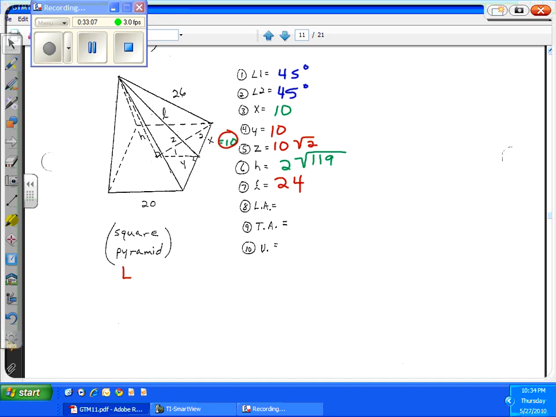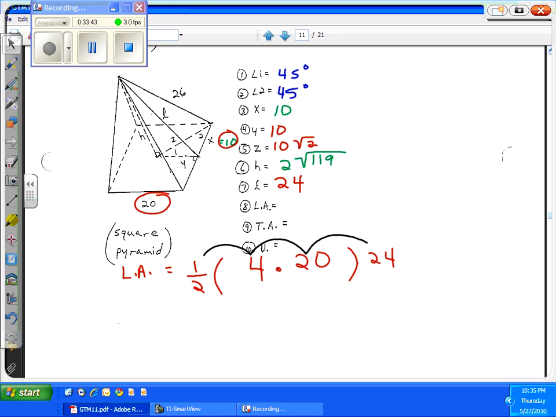Lateral area. Lateral area is 1/2 perimeter of bottom times slant height. Slant height is L, which is 24. Perimeter of bottom, the perimeter of a square is 4 times the length of a side. Each side is 20. So we have 1/2 perimeter of bottom, 4 times 20, times slant height 24. We multiply, half of 4 is 2. 2 times 20 is 40.